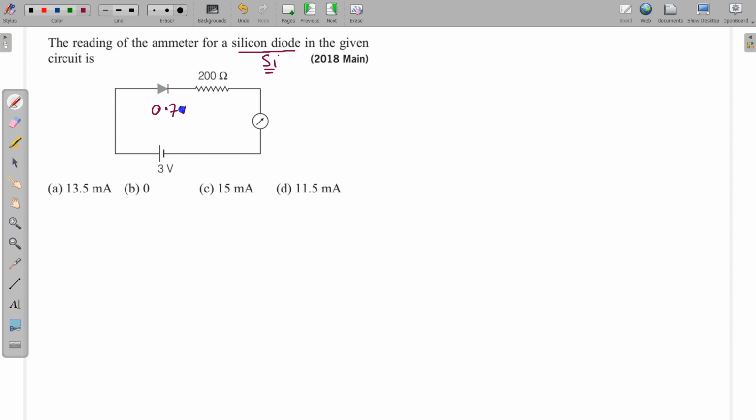So we have to take this potential drop, and from here to here this is 3 volt, here to here it is 0.7, this is the potential drop. So the net potential difference will be 3 minus 0.7 divided by the overall resistance. I am not going to take any resistance for this silicon diode, and for this we have to take 200. So this is the current, and on calculation it can be seen that it is 11.5 milliampere. So this is the correct answer.